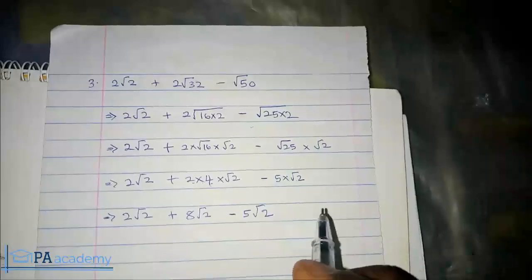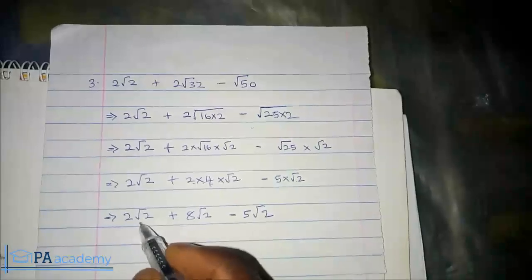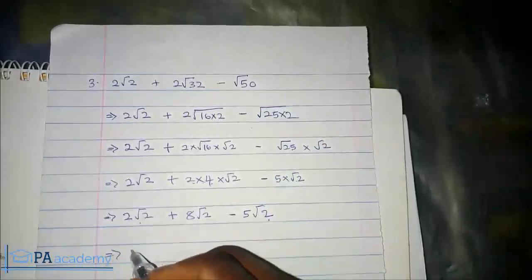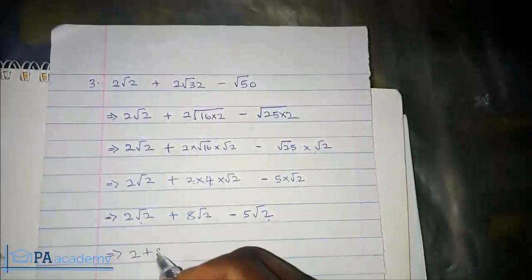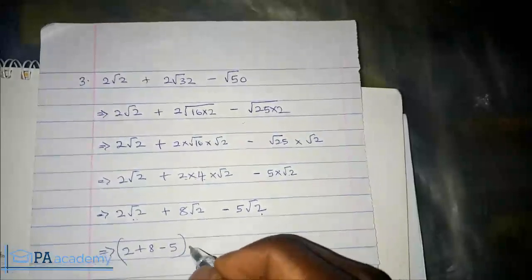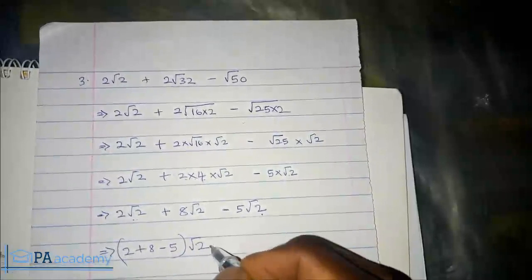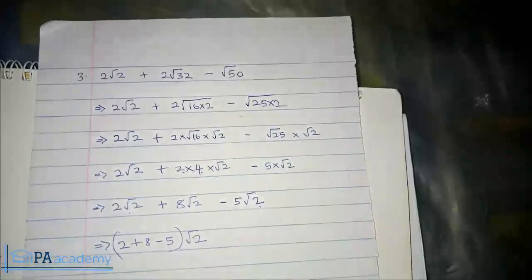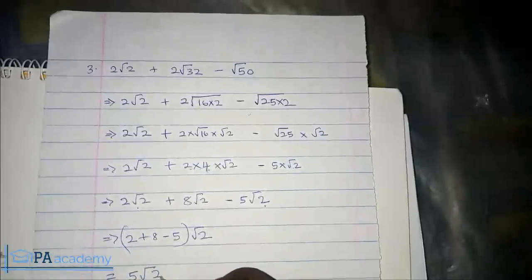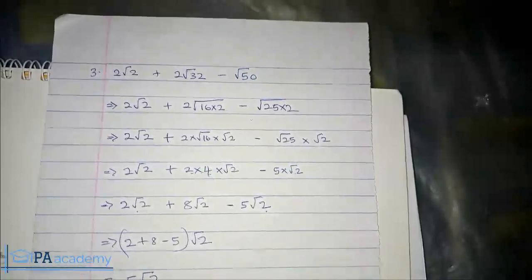So if you look closely, you see that they are all in root 2. We have root 2, root 2, root 2. So we can just add these 2 plus 8 minus 5 all into brackets, multiply by root 2. So 2 plus 8 minus 5, that will give us 5. So our answer here is 5 root 2. So this is our final answer for question number 3.